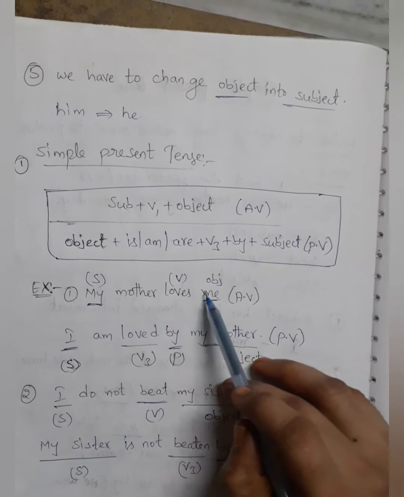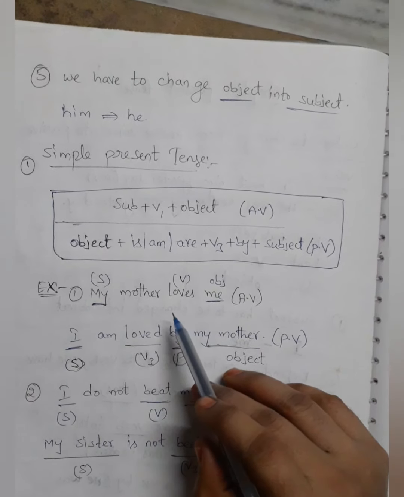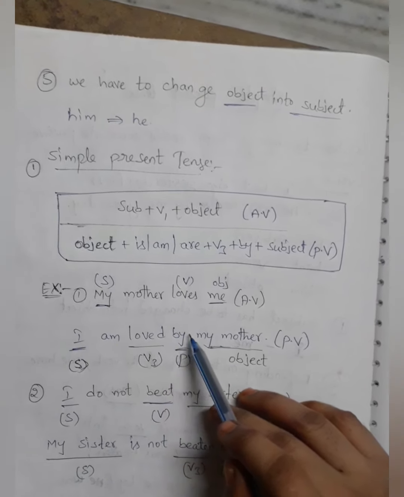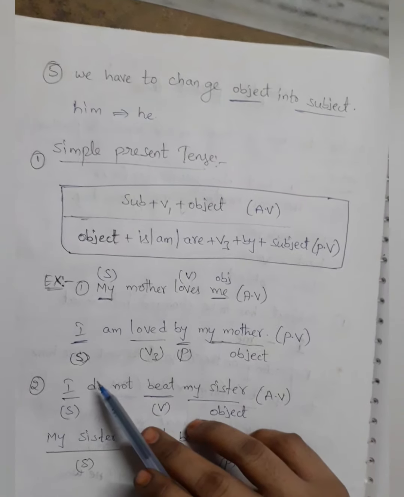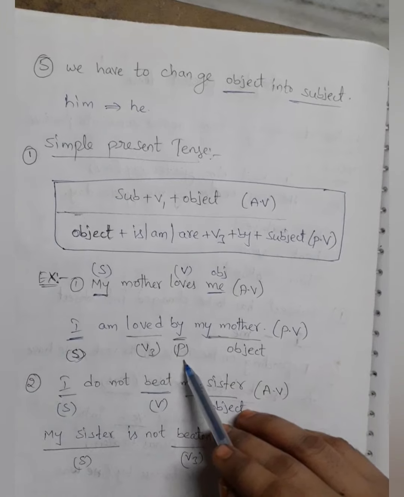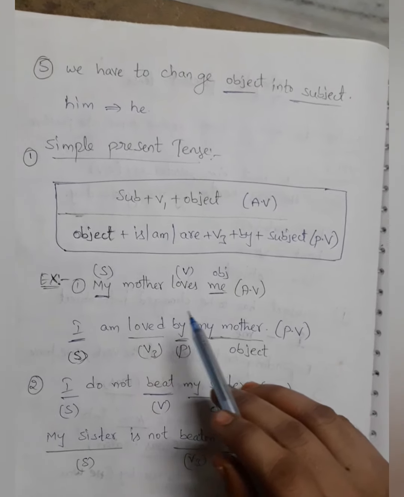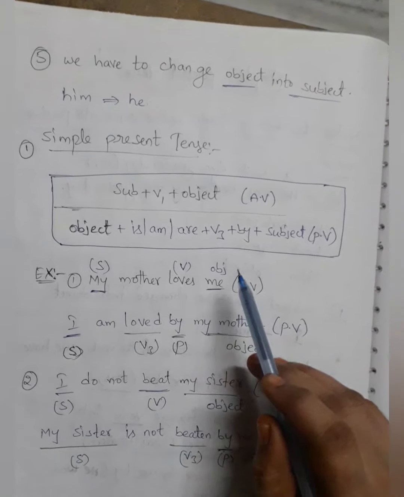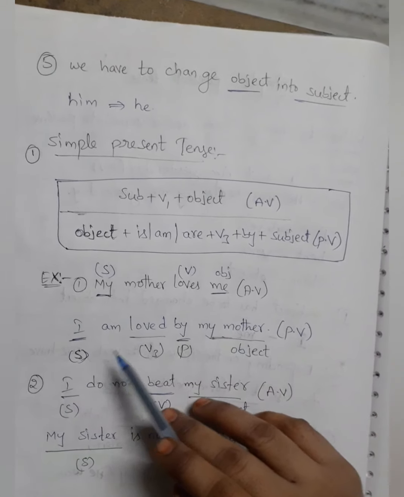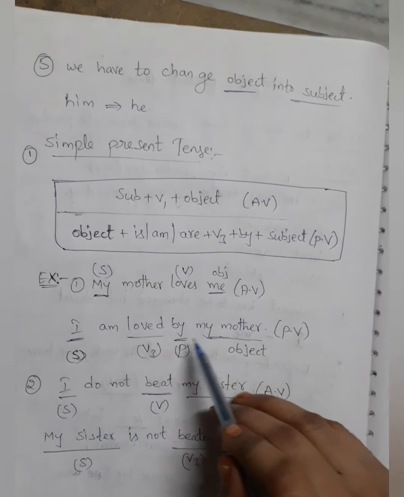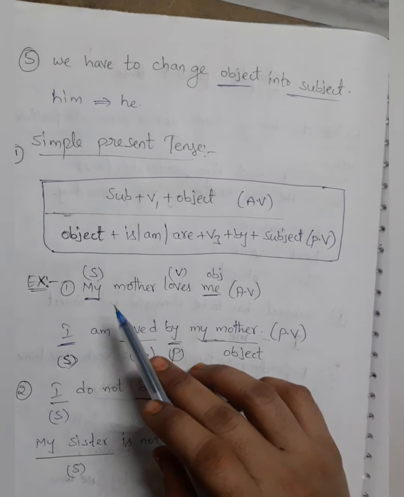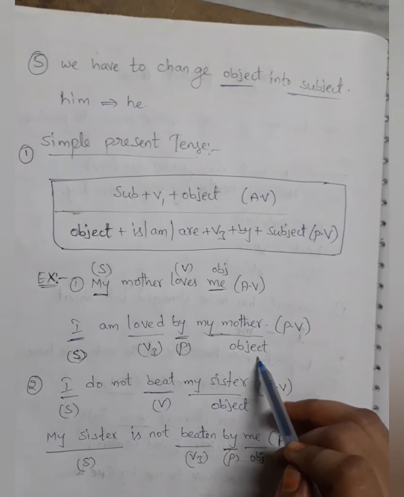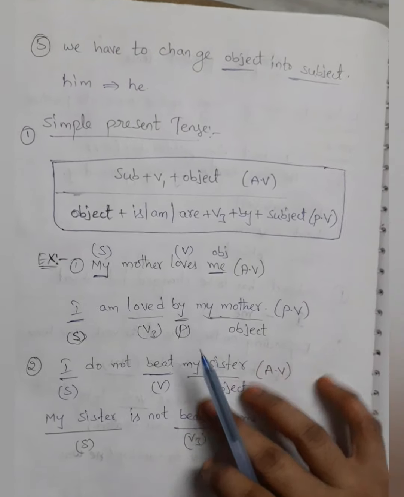For example, my mother loves me, it's an active voice. My mother is the subject, loves is the verb, me is the object. I am loved by my mother, passive voice. I is the subject, loved is the V3 form, by is the preposition, my mother is the object. The object becomes the subject, me becomes I. In active voice my mother is the subject, and in passive voice my mother is the object. We change it like that.